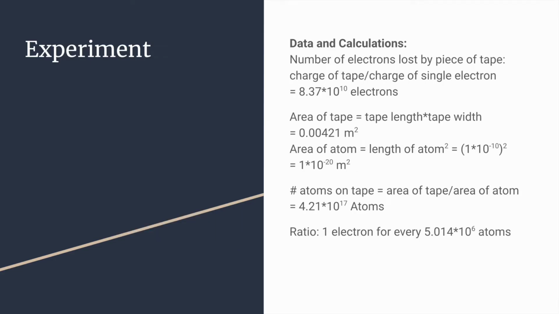I was then able to use this data to come up with a few more calculations. I divided the charge of one piece of tape by the charge of a single electron to get 8.37 times 10 to the 10th electrons that had been lost per piece of tape. I used the area of the tape and divided it by the area of an atom to determine that there were about 4.21 times 10 to the 17th atoms per piece of tape. And I was able to determine a ratio of 1 electron for every 5.014 times 10 to the 6th atoms with this data.